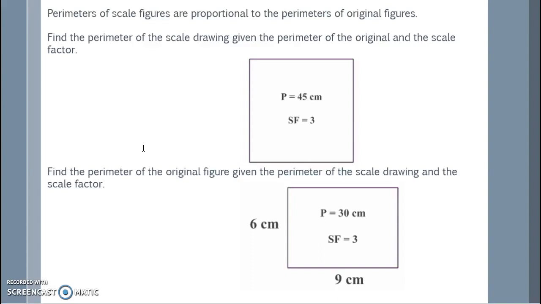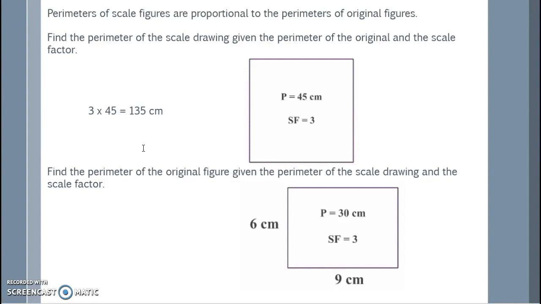Find the perimeter of the scale drawing given the perimeter of the original and the scale factor. So the original perimeter is 45 and the scale factor is 3. We know that we can take the perimeter and multiply by the factor to get the scale perimeter of our new one: 135 centimeters.